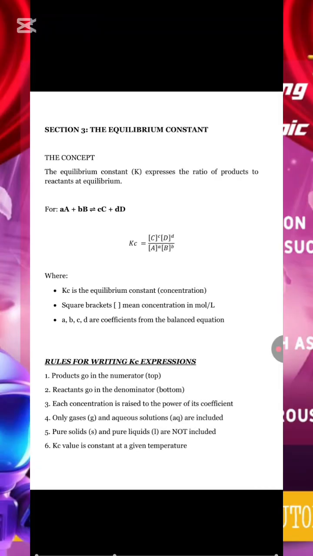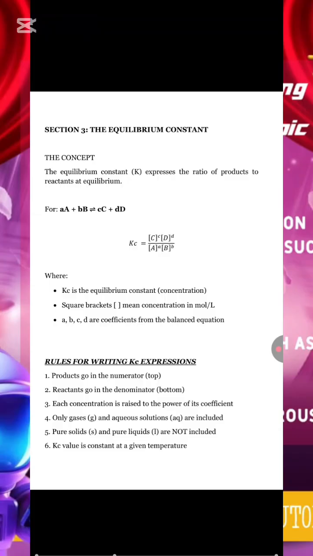Now we go over to section 3 of this class, which is equilibrium constant. We are going to be learning about the equilibrium constant in this particular class. All right. Now, first of all, what is equilibrium constant? The equilibrium constant expresses the ratio of product to reactant. Now, when I say it's a ratio, what do I mean? I mean that the equilibrium constant is a fraction. It's expressed in the form of a fraction.